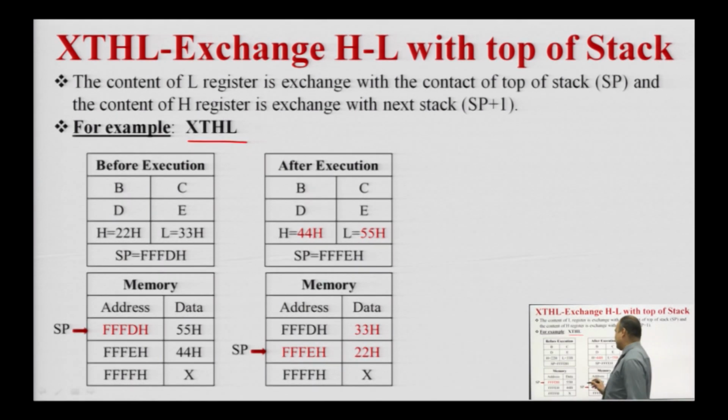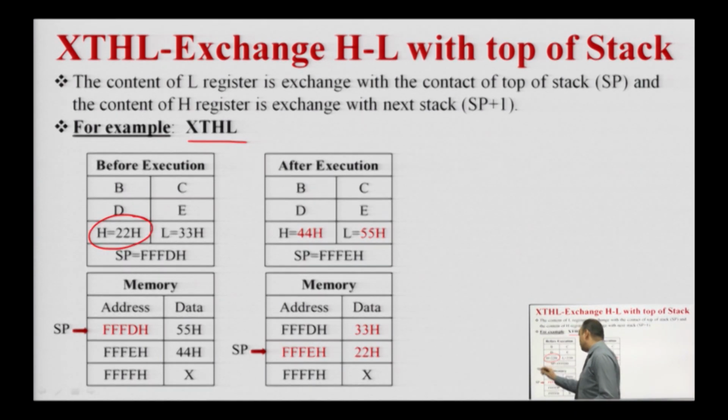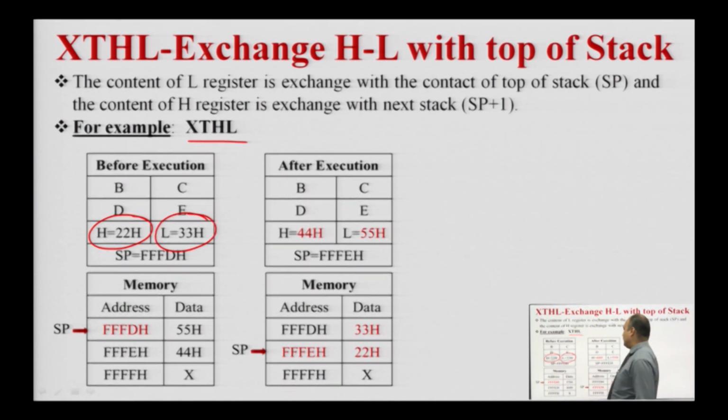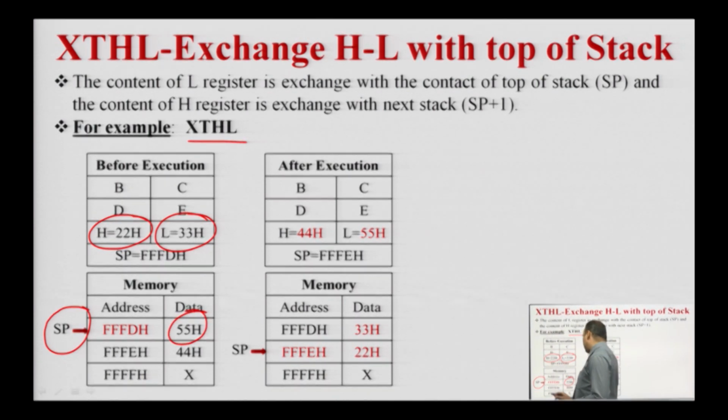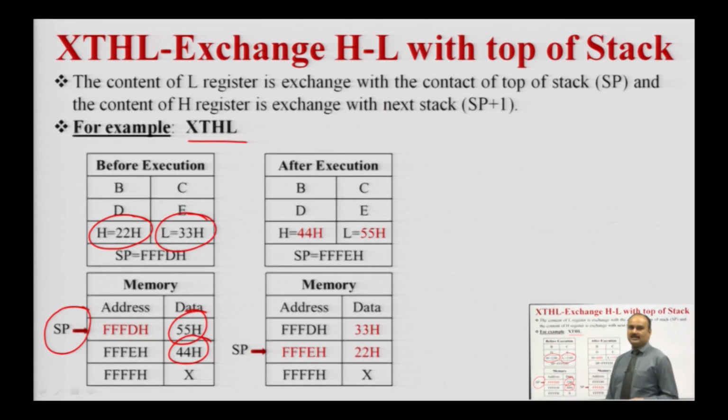So, see here, before the execution of this instruction, H is equal to 22H, L is equal to 33H, and the content of SP is equal to FFFDH, meaning the stack pointer points to the memory location having address FFFDH. At this memory location, the data is 55H, and at the next memory location, having address FFFEH, the data is 44H. So, whenever the microprocessor executes this instruction, it will exchange the values of the H and L registers with the top of the stack, that is, the FFFDH and FFFEH contents.